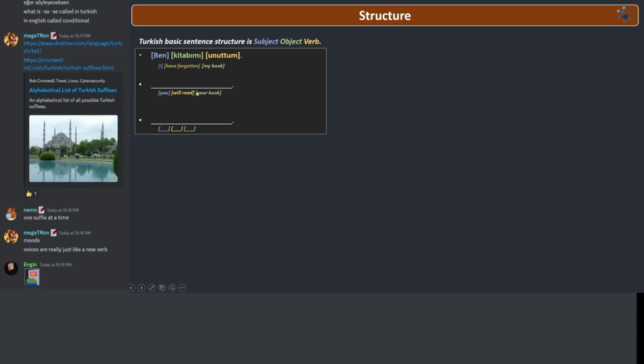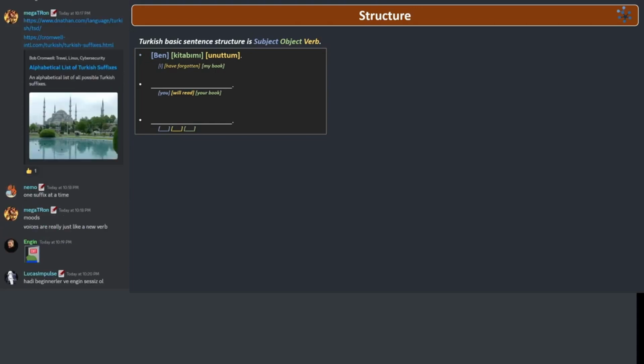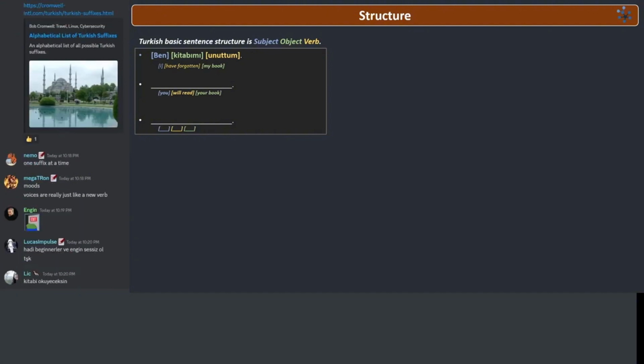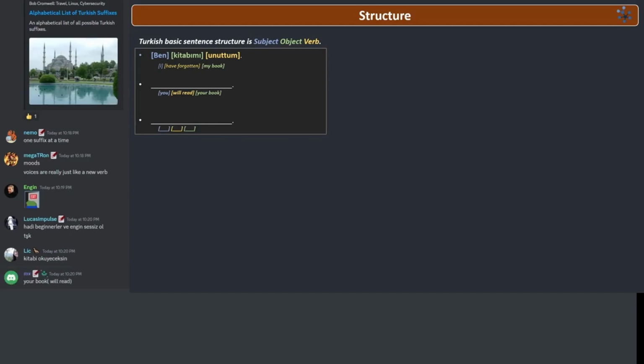I want a beginner to translate this and tell me the order, the Turkish sentence. How would we say, you will read your book? You can type it in the chat. I'm waiting, and advanced speakers should wait as well. You will read your book. Close enough. There are some mistakes. Is there someone else who wants to fix the mistake?